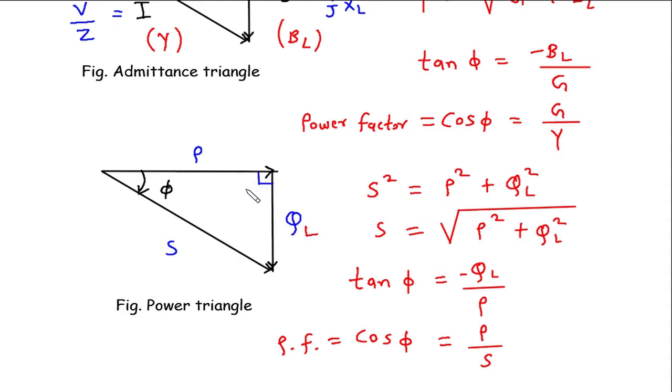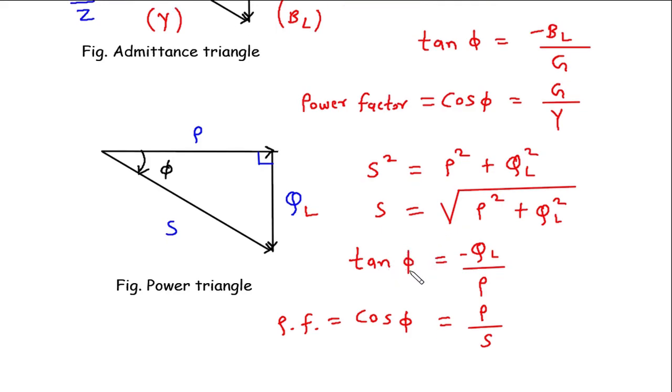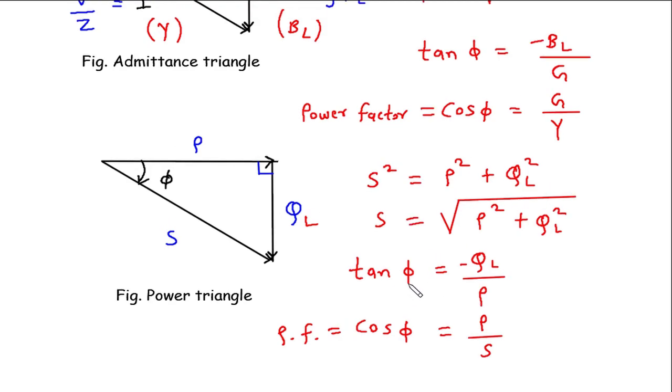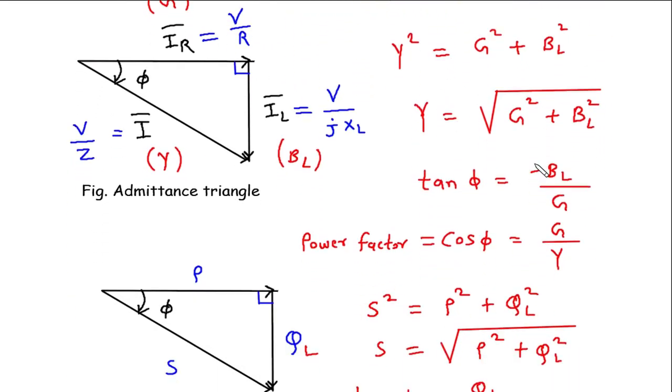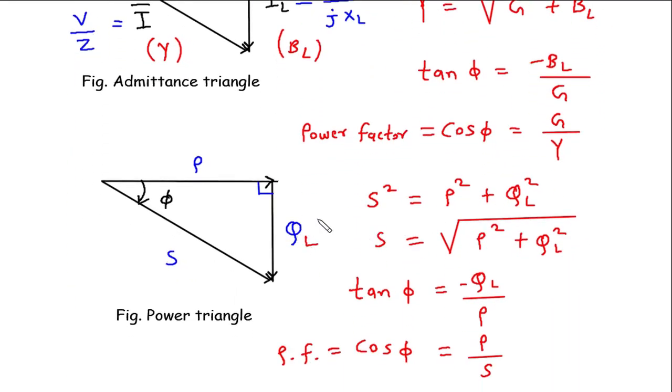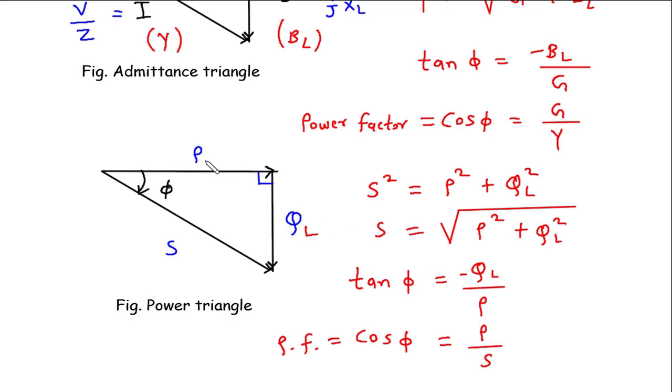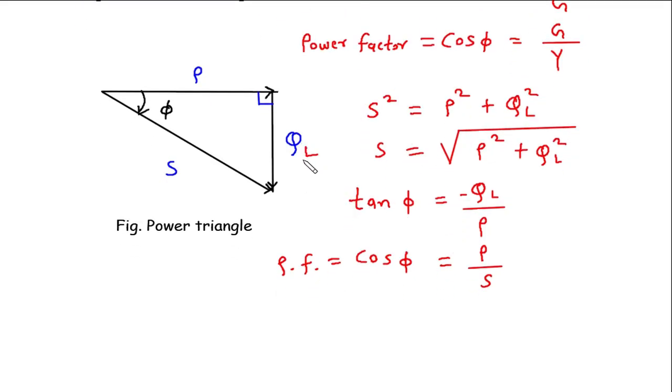Now again we can apply Pythagoras theorem here. So S square is equal to P square plus QL square. Now from this, S is equal to under root of P square plus QL square. Then tan phi is equal to opposite upon adjacent. So opposite side is this QL and adjacent side is this P. Again the direction of this QL is in y-axis direction, in downward direction, so this will be minus. Therefore tan phi is equal to minus QL divided by P.